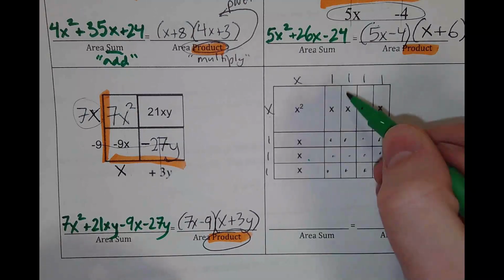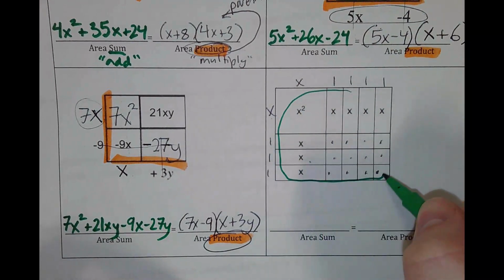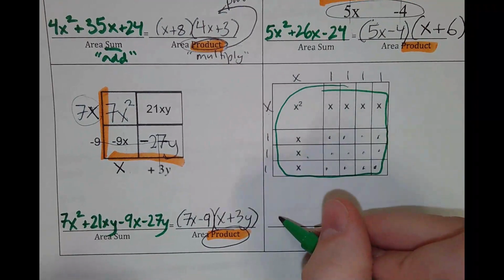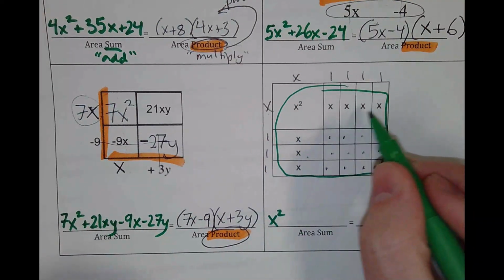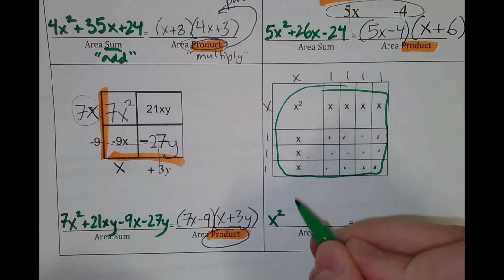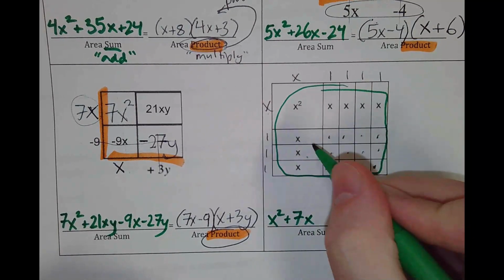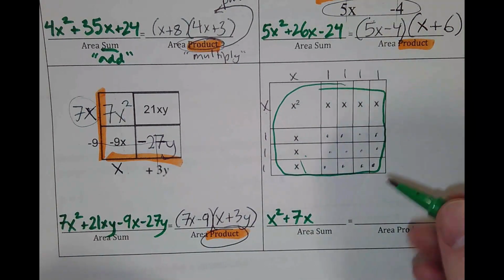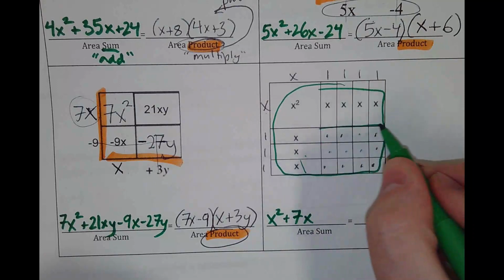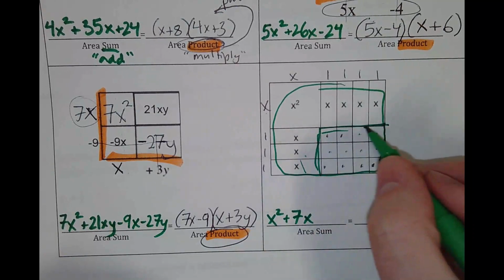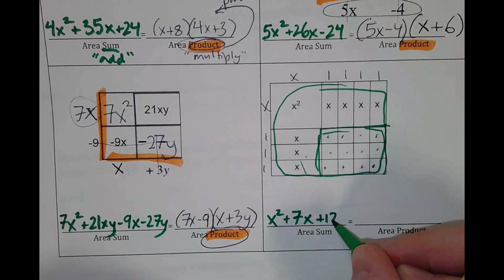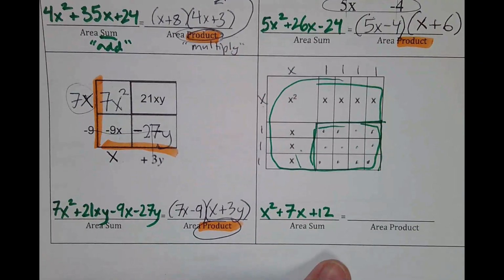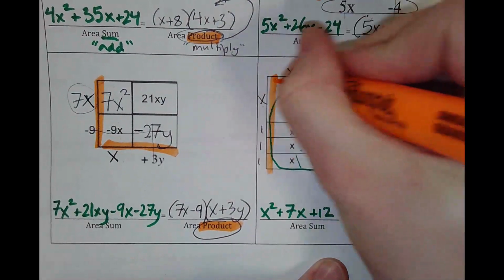So area sum is just going to be adding up all the inside values with like terms. A lot of apples here. We have x squared, 1x squared, plus how many apples? How many x's? 7 x's. Remember to count every single one. 4 plus 3, 7. There's 7 x's. And then there's how many 1s? It looks like a 4 by 3. So that's going to be 12 ones. 12.